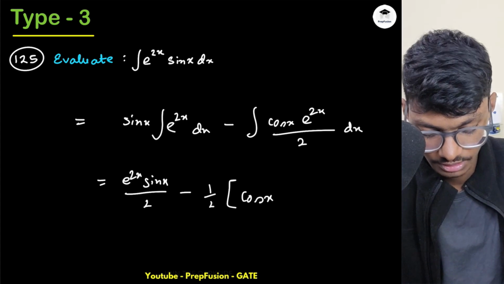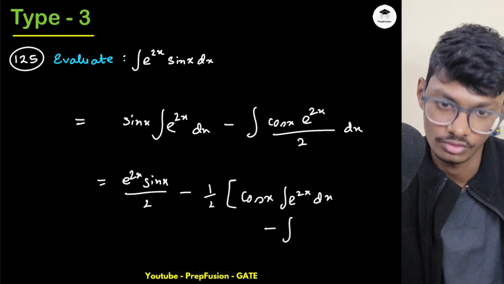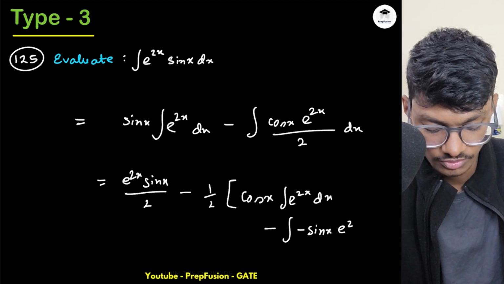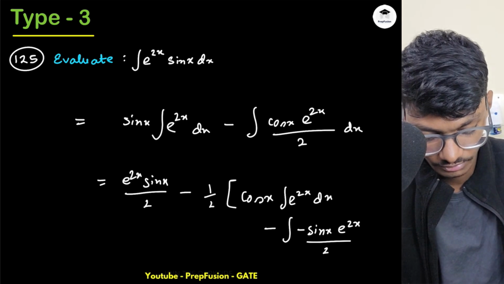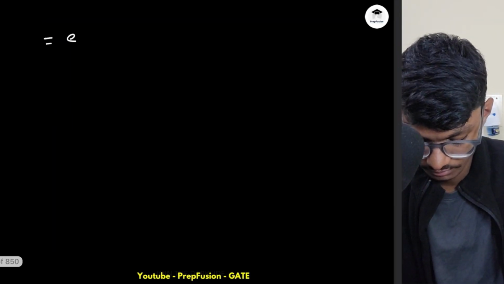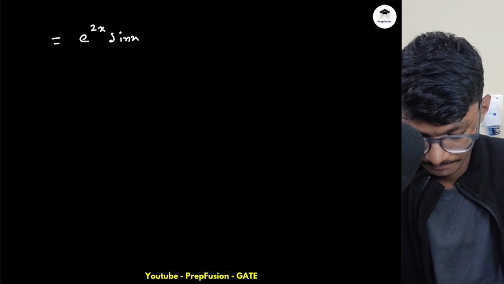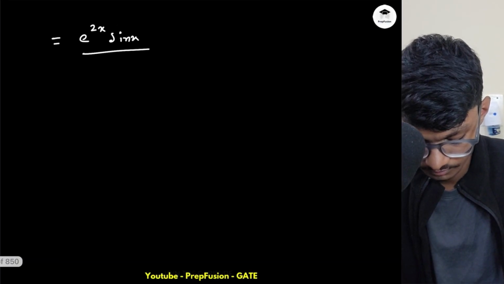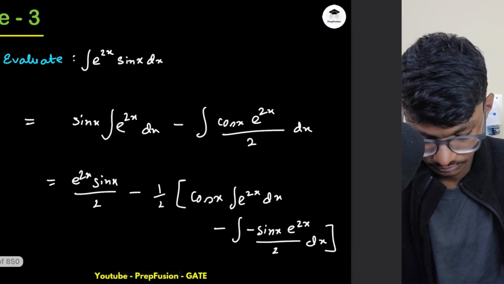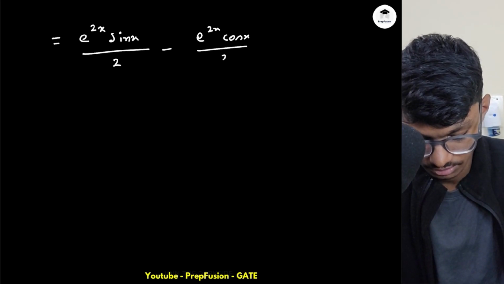So cos x will be outside, integration of e raised to power 2x dx, again I take minus sin x, the differentiation of cos x, which is minus sin x, times the integration of e raised to power 2x, e raised to power 2x by 2, dx. Okay, so this will be e raised to power 2x sin x by 2, minus this is again e raised to power 2x sin x cos x divided by 2.